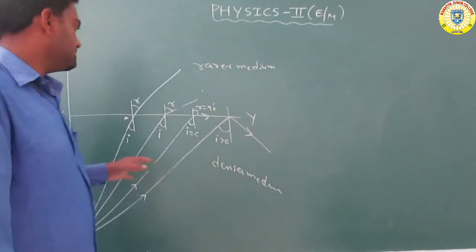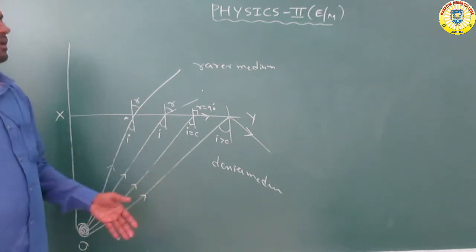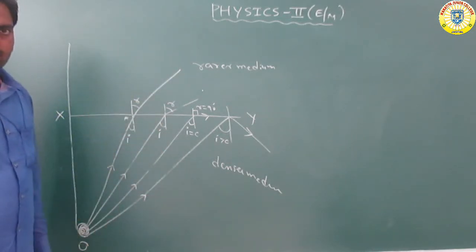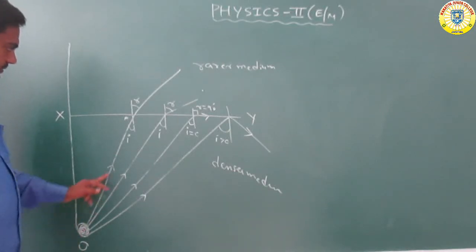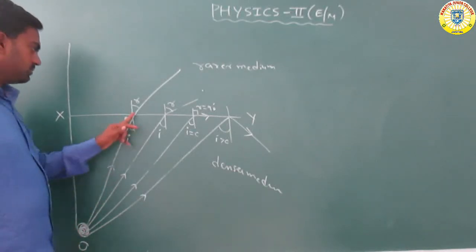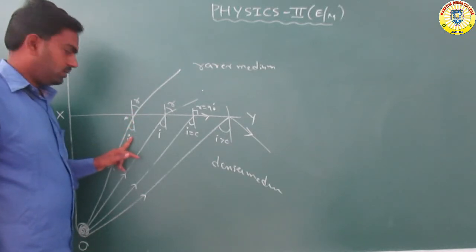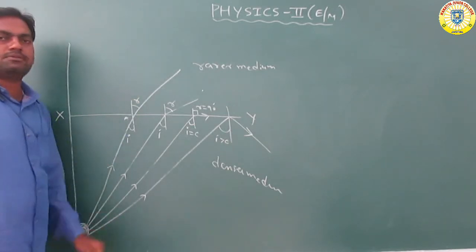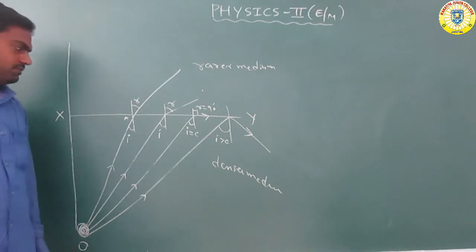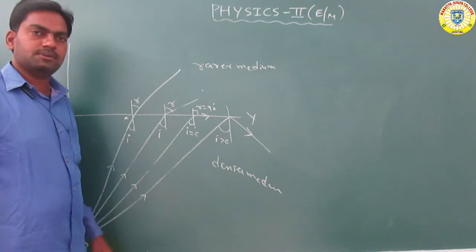Now once again, see here. The object is taken in a denser medium and this is the rarer medium, for example water and air. The object is placed in the denser medium. The light ray passes through with incident angle i on the surface, and it bends away from the normal. Further, as the angle of incidence increases, the refraction also increases.